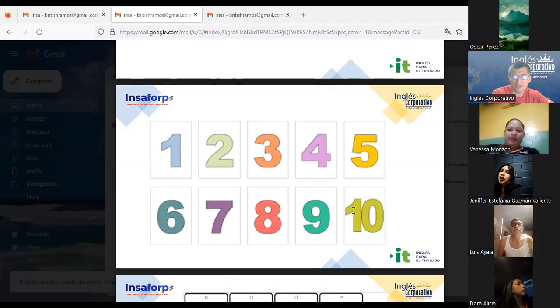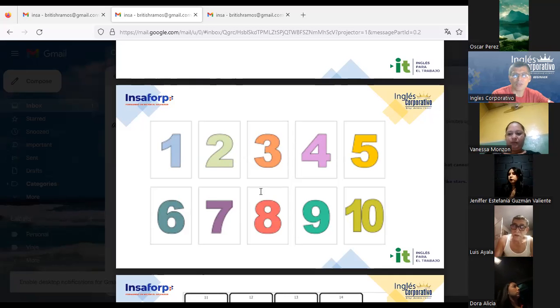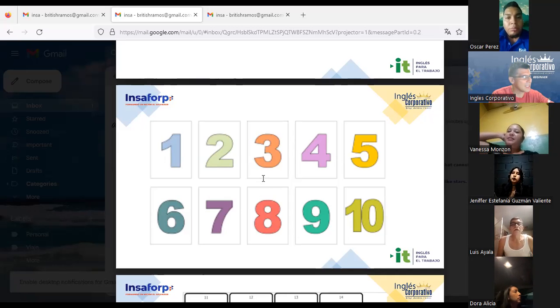1, 2, 3, 4, 5, 6, 7, 8, 9, 10. Okay, be careful with five. Be careful with eight. Okay, with nine. Don't say nine like the Spanish noche, no. It's nine, like German, nine. Okay, and ten. So again, 1, 2, 3, 4, 5, 6, 7, 8, 9, 10.